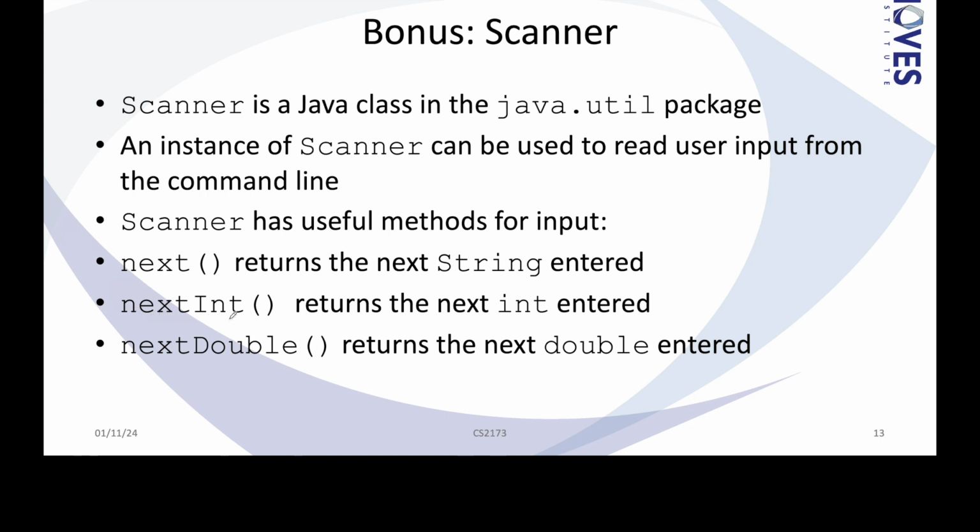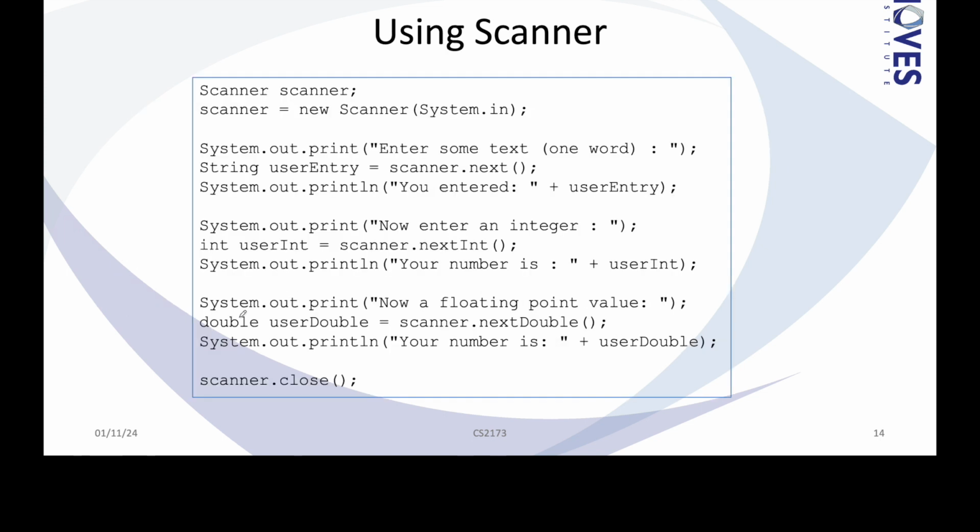But I can say, okay, if I say nextInt, and the next token, as it were, is an int, then it will take that, and then I can assign that to a value. And then nextDouble, likewise for a double. So here's an example of some code.